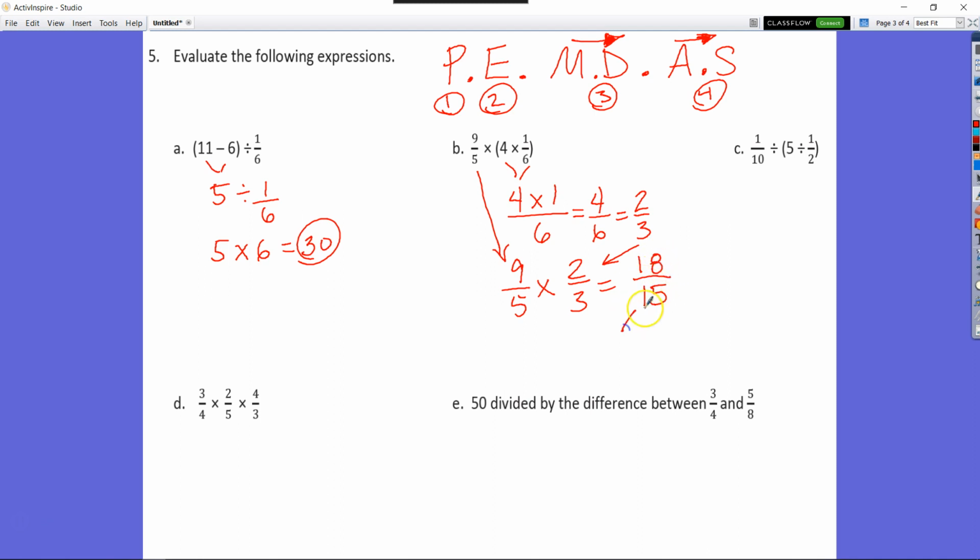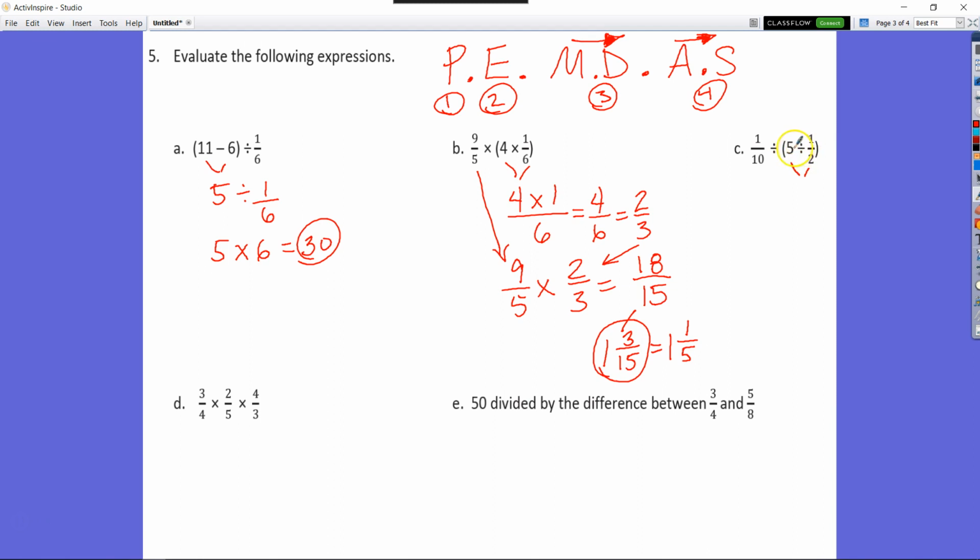I know that I can take 15/15 to get 1 whole, and then I'll have 16, 17, 18, 3/15 remaining. So my answer would be 1 and 3/15. You don't have to simplify, we can stay there, but if you wanted to simplify, you say 1 and 3 divided by 3 is 1, and 15 divided by 3 is 5. 1 and 1/5. Excuse me.